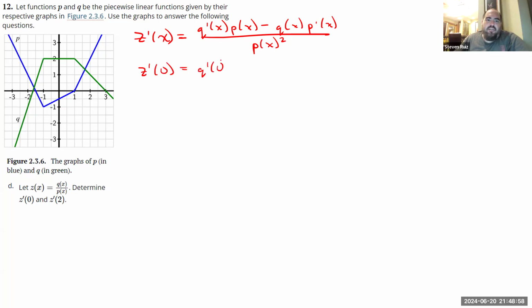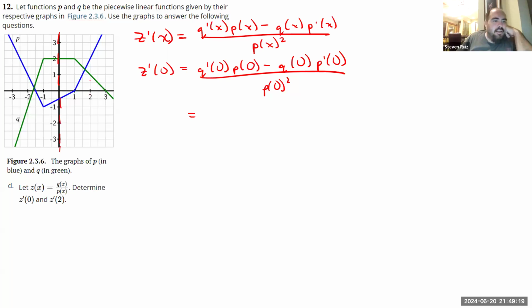So q prime of 0 times p of 0 minus q of 0, p prime of 0 all over p of 0 squared. So what is q prime of 0? So all this centers at the y-axis, because x equals 0. Q prime of 0. So what is the slope of function q? That's going to be 0. Got a horizontal line there.